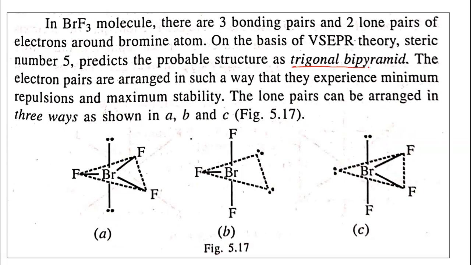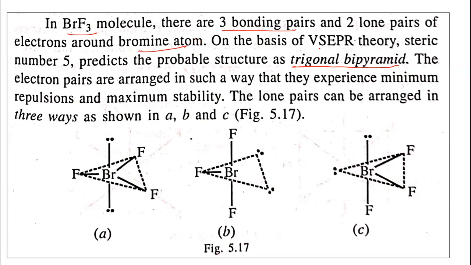For steric number 4, the predicted geometry is tetrahedral. For steric number 3, the predicted geometry is trigonal planar. And for steric number 2 and 1, the geometry is linear. Now in the BrF3 molecule, there are 3 bonding pair electrons and 2 lone pair electrons around the central bromine atom.